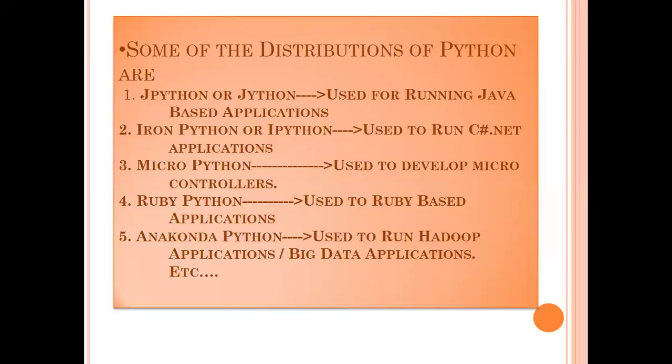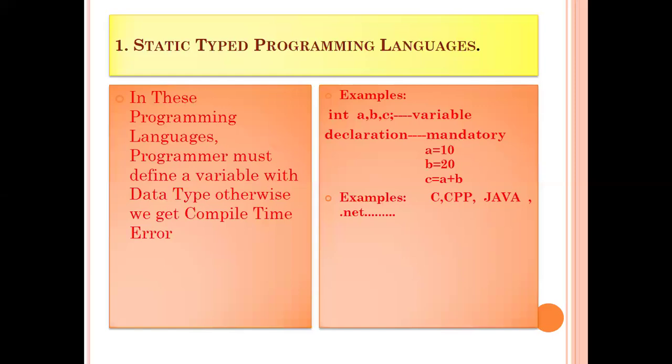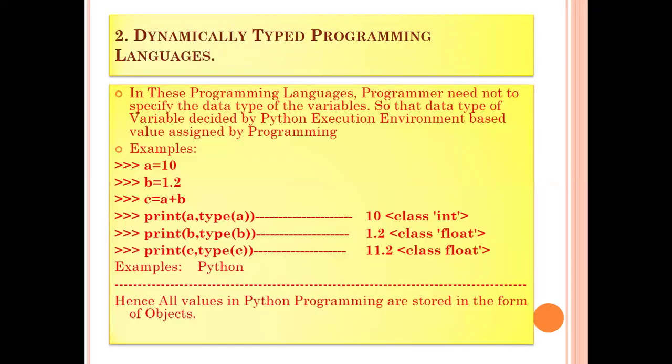Let's proceed with our fourth feature, that is, dynamically typed programming language. Now we have two types of programming language. One is statically typed and the second is dynamically typed. In the statically typed programming language, defining a variable is very necessary, like int ABC is a variable. Declaration is mandatory in this. In contrast, in the dynamically typed programming language, we need not mention this.